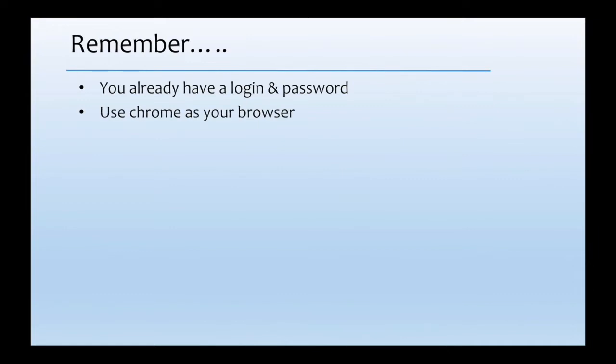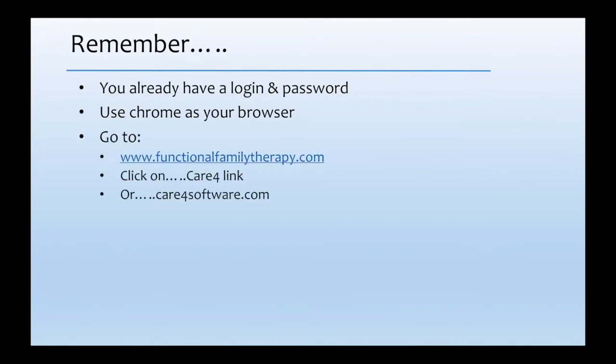Try to use Chrome as your browser. Chrome seems to work much better universally across different kinds of computers with different kinds of web access. Here's how you get there. You can go to our website, Functional Family Therapy. In the bottom right-hand corner, you're going to see a link to Care4 software. You'll see two links, one to Care4 and one to Care4 Beta. Both work. Use the beta site if you're one of our beta testers.